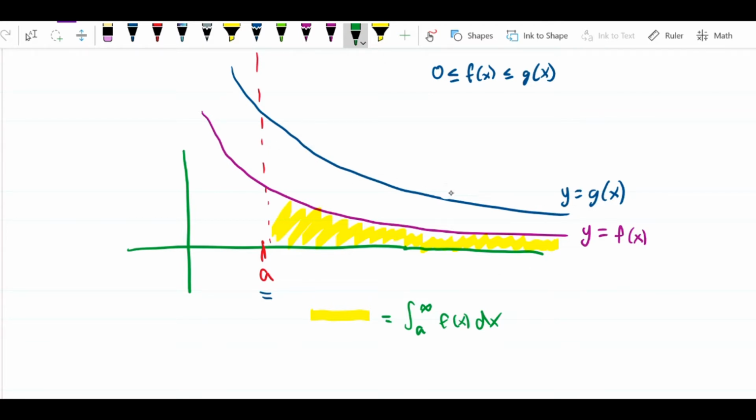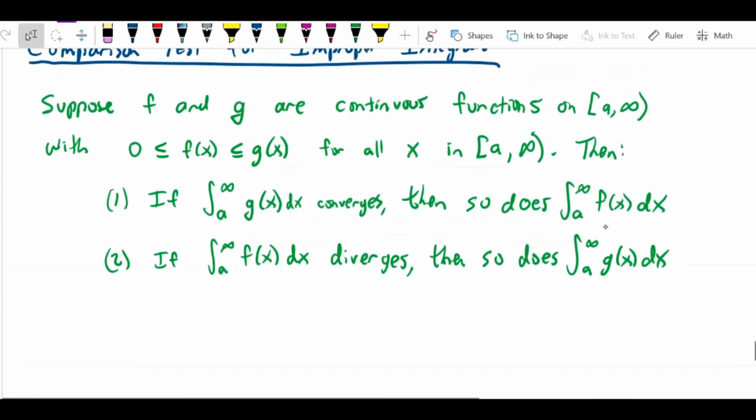Why? Because the blue curve is strictly higher up than the purple curve, so that's the only thing that would make any sense. Well, if the yellow area is infinity, and the area under the blue curve has to be larger than the yellow area, then there's no possible way that the area under the blue curve could be a finite number. So that means that if the integral that represents the yellow area diverges, then so would the integral of y equals g of x, the blue curve. That's precisely what we see here in conclusion 2. I'm doing these in reverse order just because it was sort of easier to show by a picture that way. So in other words, if f of x diverges, then so does g of x.